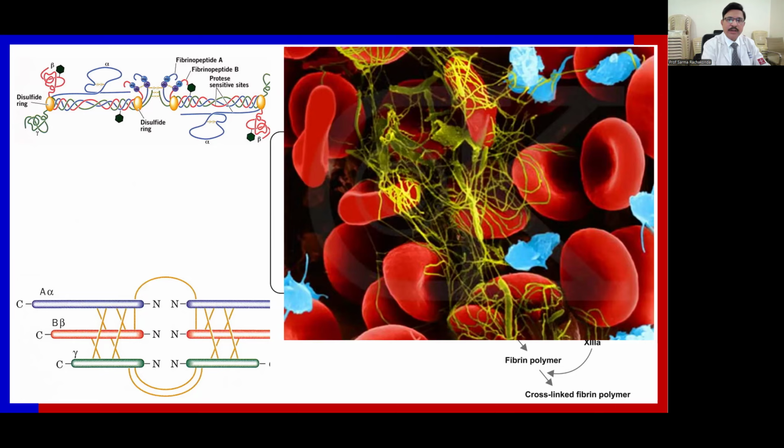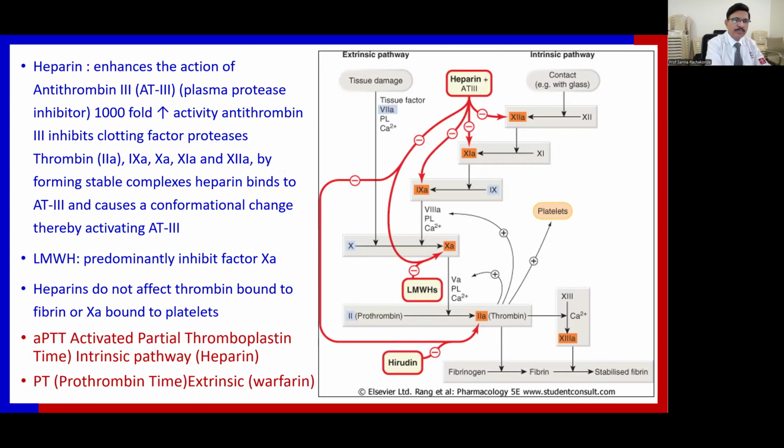Now 13 to 13A, the fibrin mesh is formed, in which RBCs, white cells, all the platelets, everything is trapped, as the fibrin polymer goes to monomer and the fibrin mesh is formed. Okay, fine. Now, where are my factors working?